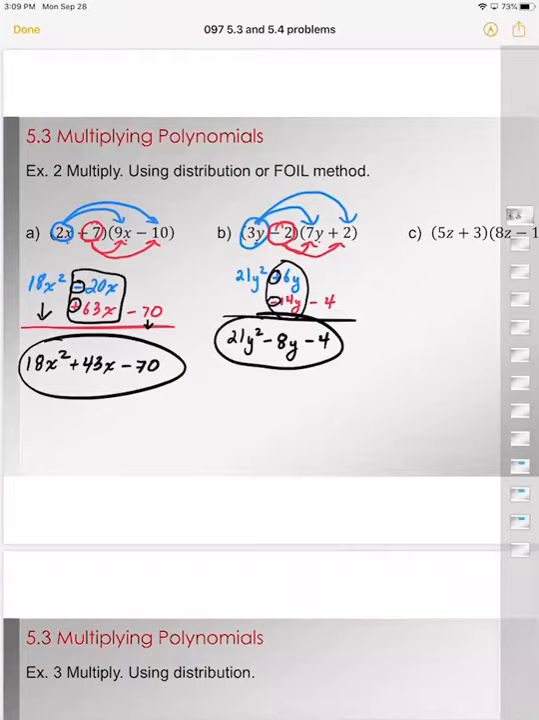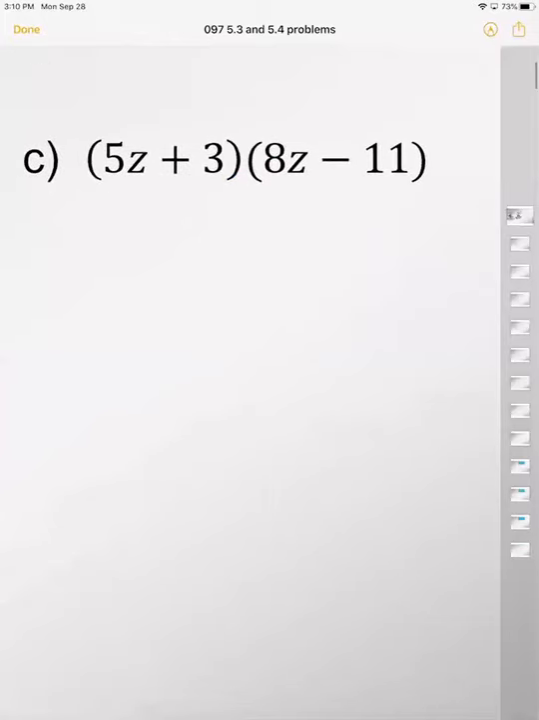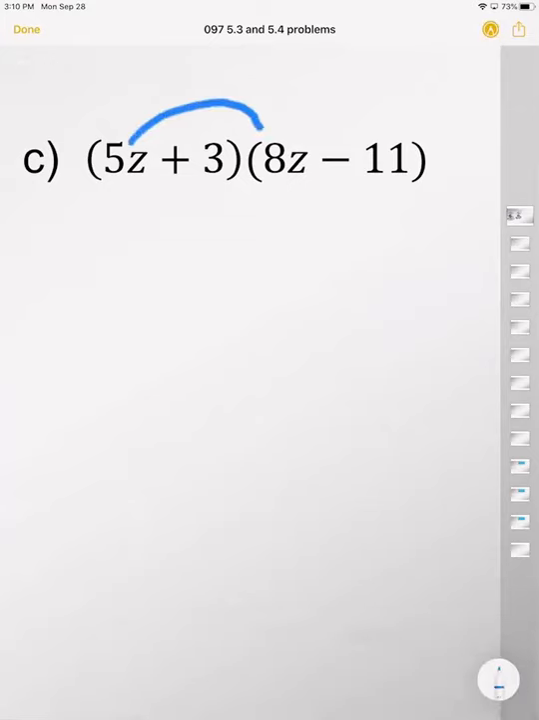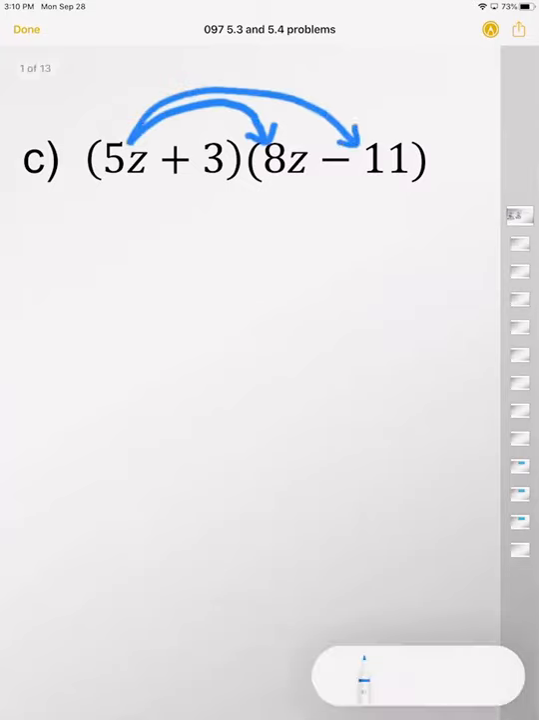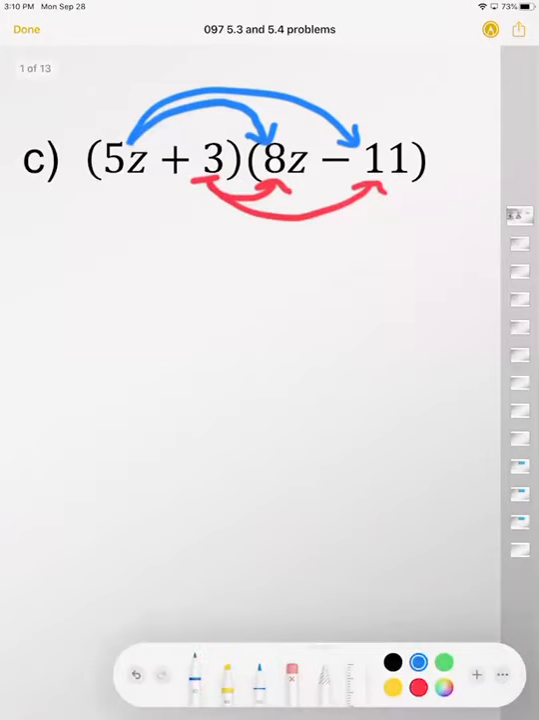Distribute and then combine like terms. Similarly for C, and again, don't worry about your X, don't worry about your Y, don't worry about your Z. It's just a variable that we need to take into consideration. The only thing changing is instead of an X, it's a Y, or instead of Y, in this case, a Z. So we still distribute our item in, and if we distribute, we have 5Z times 8Z.